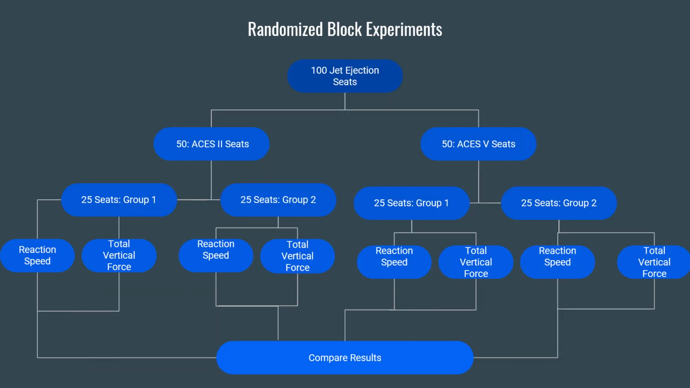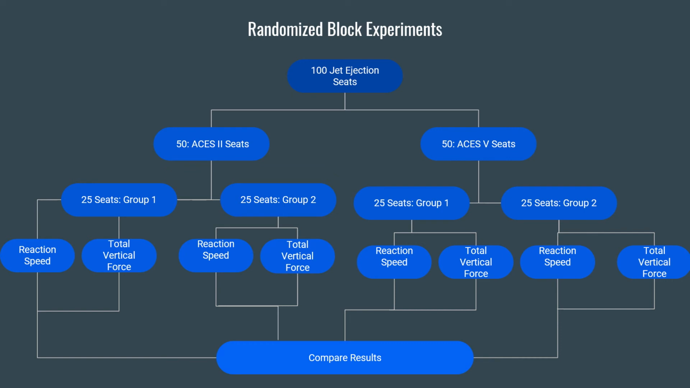This example is one of a randomized block experiment in the world of mechanical engineering that is based on testing 100 ejection seats for military fighter jets. As you can see, the initial 100 jet ejection seats are split up into 2 equal blocks of 50 because there are 2 different types of seats, the ACES 2 seats and the ACES 5 seats.